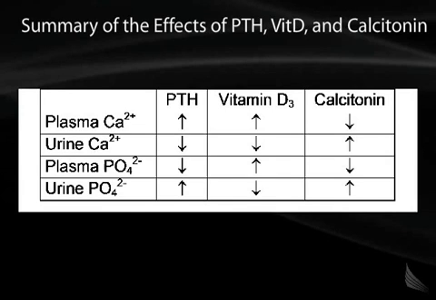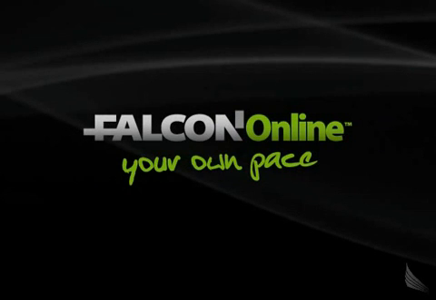And finally, the main job of calcitonin is to tone down the levels of calcium, to bring down calcium levels in response to excess calcium. This concludes the section on calcium and its effects on bone physiology, and also concludes the endocrine physiology section.